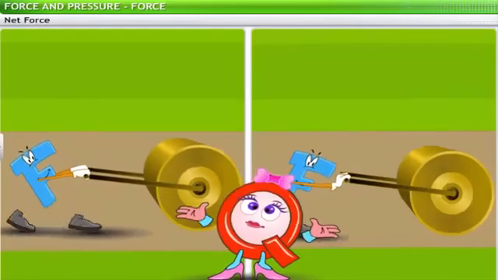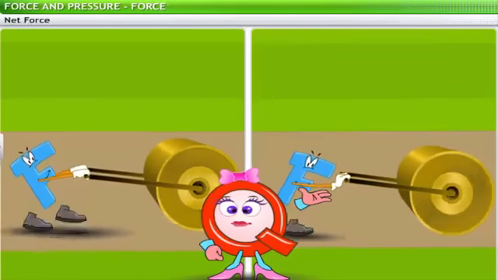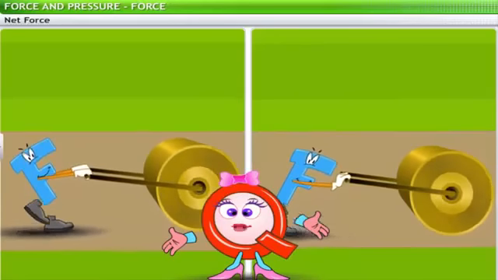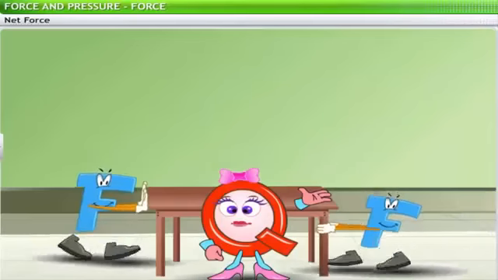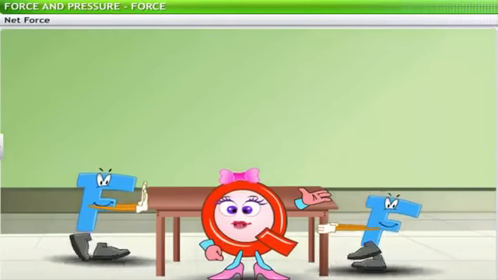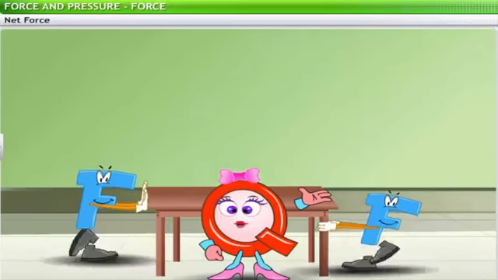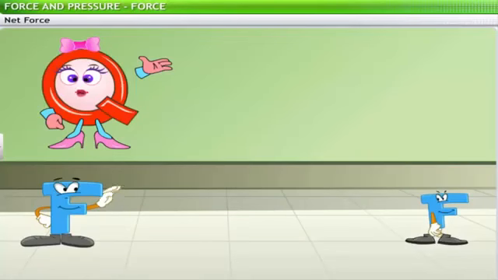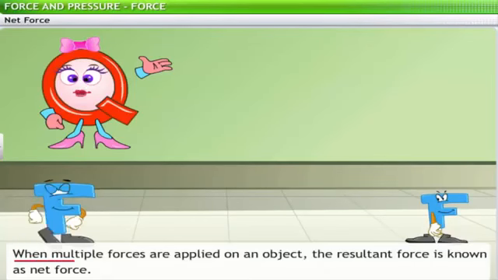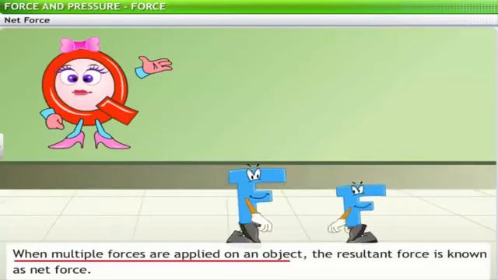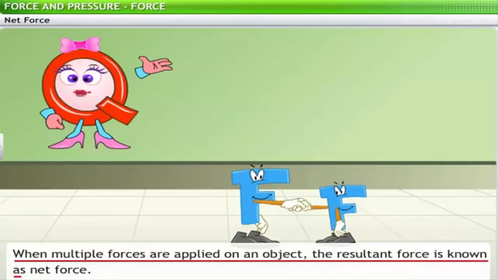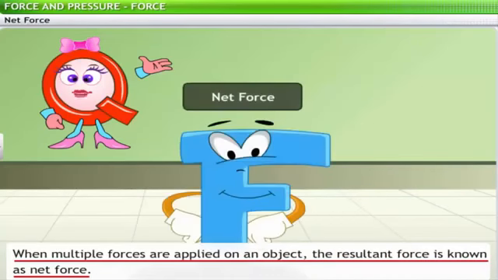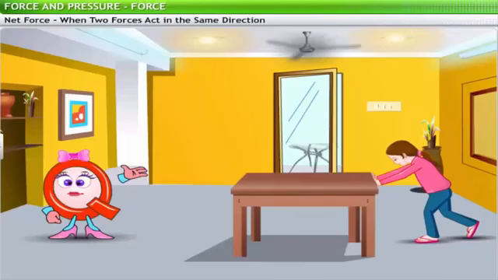So far, you have seen effects of single forces in terms of pulling and pushing. But in real life, there are often multiple forces acting on a body simultaneously. In such cases, we must consider the result of the multiple forces acting on the body. This resultant force is called the net force. Sounds confusing? Let's look at some examples.